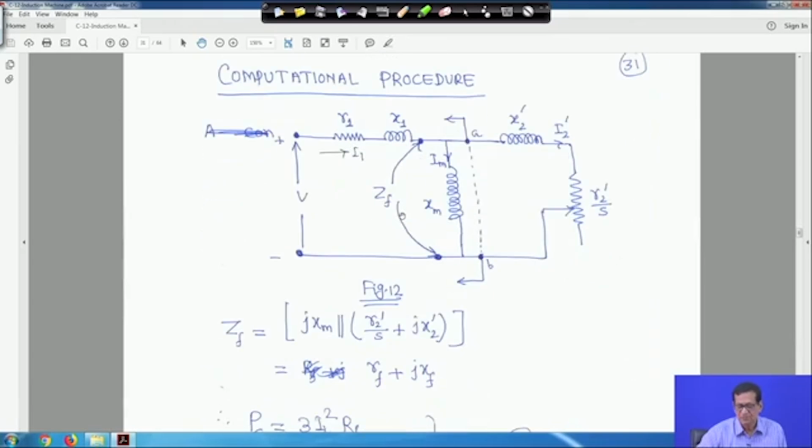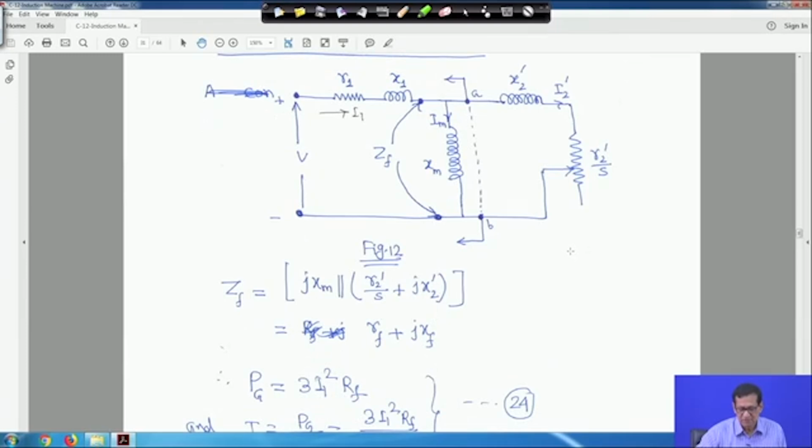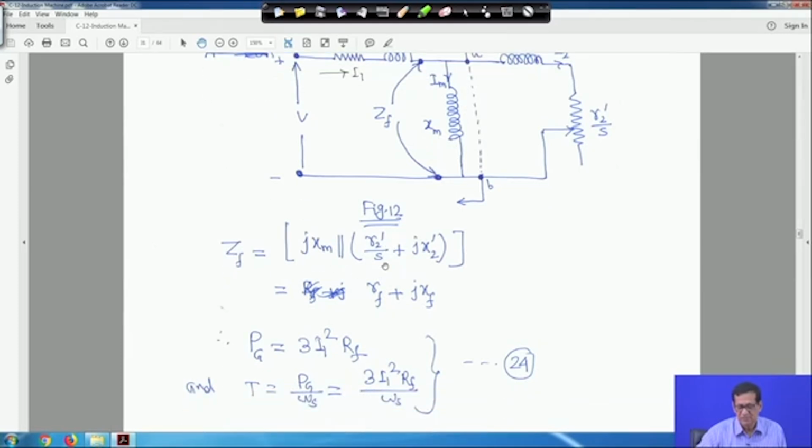Right. Now computational procedure. So in this case, what we have done is that the core loss component is removed, right? And this is the stator side, this is the magnetizing part, this is X2 dash, and this is R2 dash by S, right? So if you look into the circuit, this AB part is given, the power across the air gap Pg, whatever I have explained. AB is given. So if you try to find ZF, because this is actually a series parallel circuit, it is R2 dash upon S plus jX2 dash, in parallel with jXm.